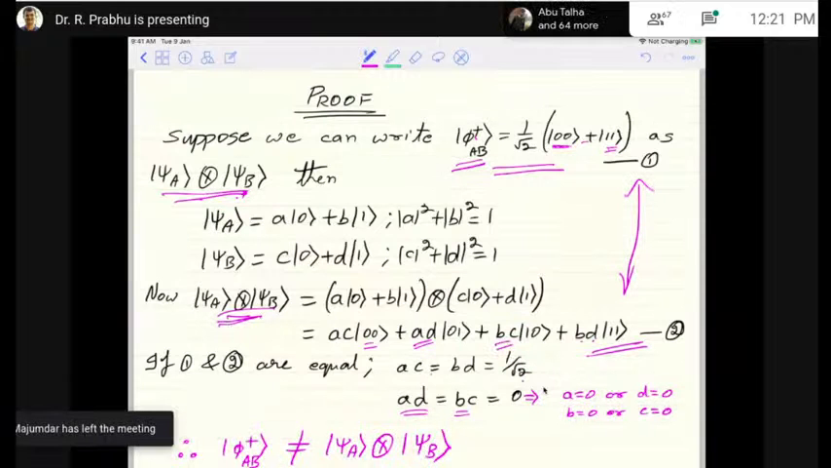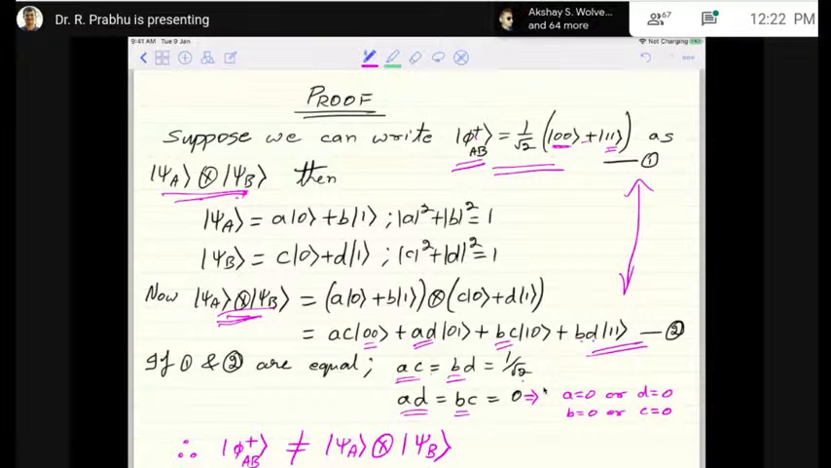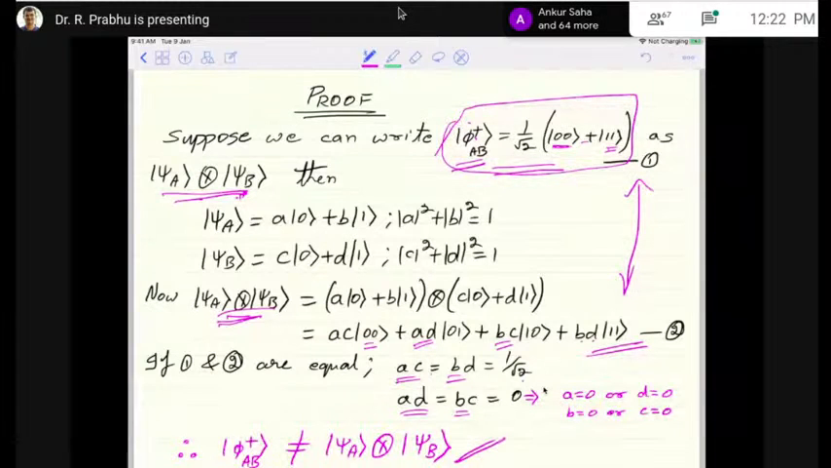So these 4 conditions would tell us that either A should be 0, or D should be 0, or B should be 0, or C should be 0. But that does not fit well with the other conditions, so all the 4 conditions cannot be satisfied. Therefore, you cannot write the composite state phi plus as a product state of the 2 qubits. So hence we have an entangled state. This is an entangled state because it cannot be written as the tensor product of the 2 subsystems.